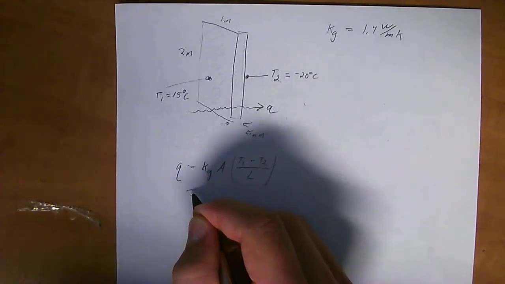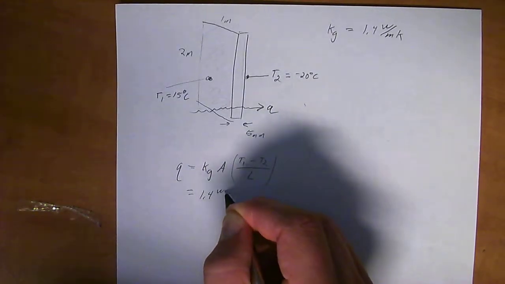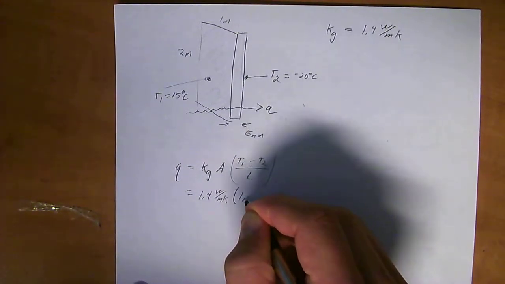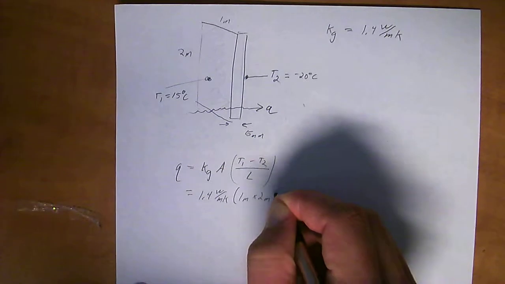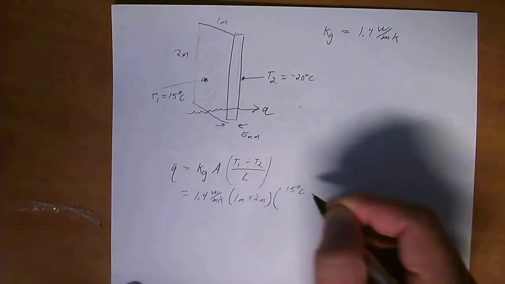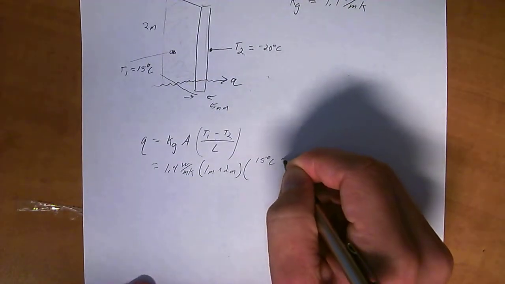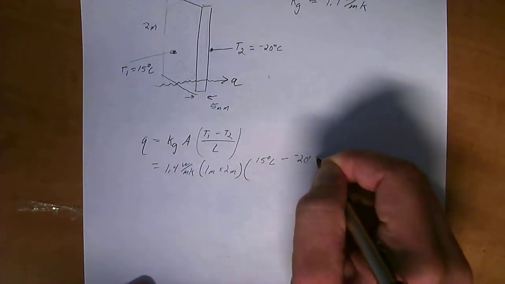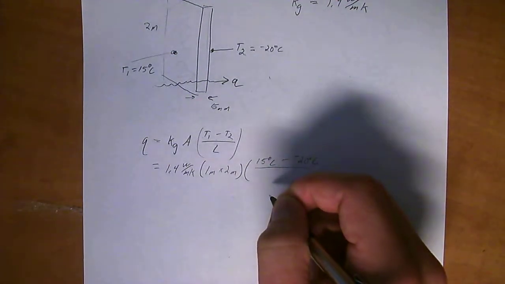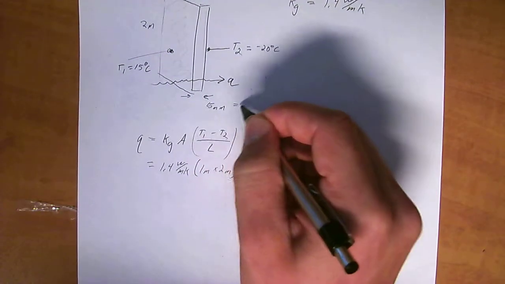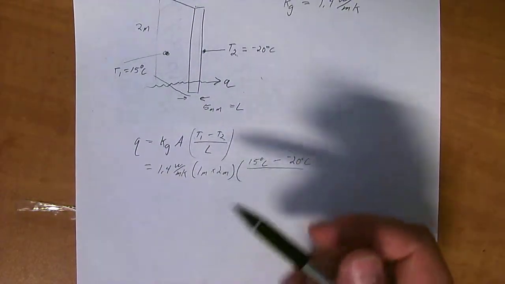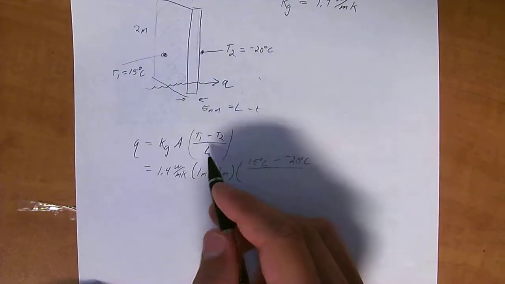So going ahead and doing this, we have 1.4 watts per meter Kelvin times an area, which is 1 meter times 2 meters, which is the area of the window. And then we've got T1, which is 15 degrees C, minus negative 20 degrees C, all over L, and L is the thickness right here. So that's a little bit confusing because you think of L as length, but if you want to, you can change that L to thickness and just remember that in this equation.